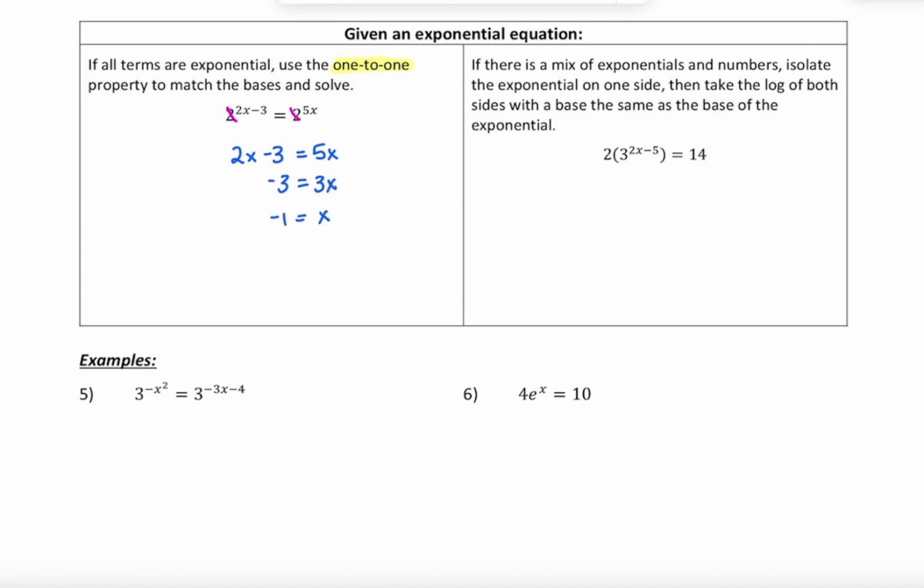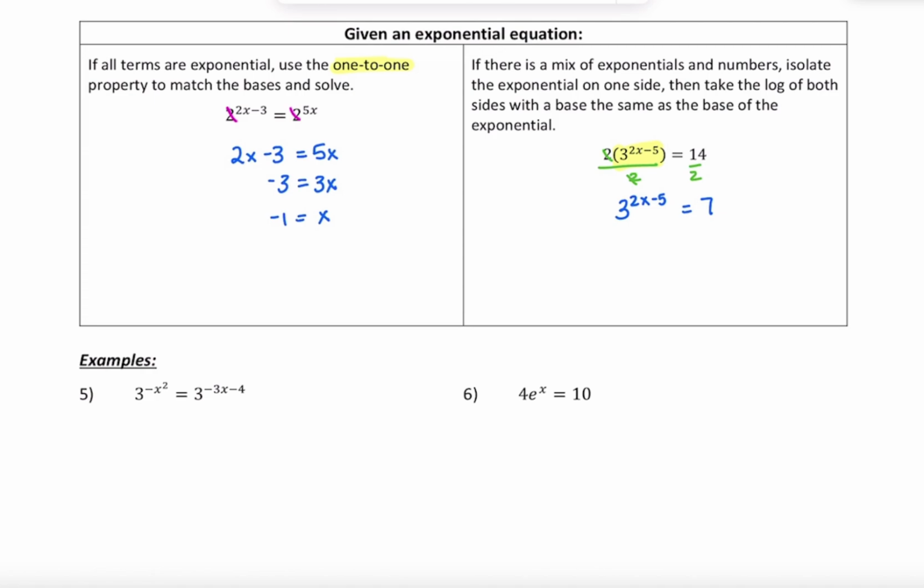All right, now let's take a look at the problem on the right. It looks a little bit more complicated, and I still want to solve the exponential. So that 2 is not part of the exponential, right? The exponential is 3 to the 2x minus 5. That 2 that is being multiplied in front is not part of it. So the first thing I want to do is to isolate the exponential part of the equation and undo anything, move anything that I can move. For example, that 2, let's divide it away. So 3 to the 2x minus 5 equals 7.